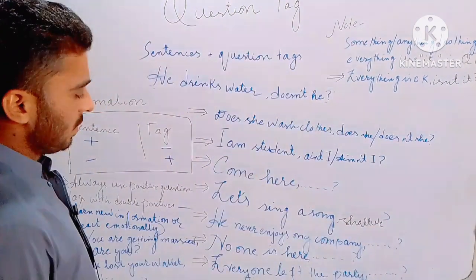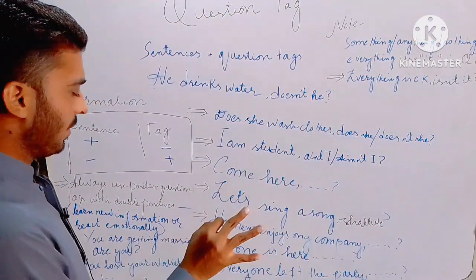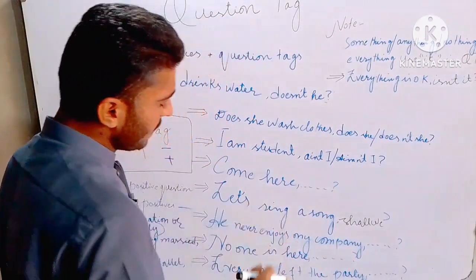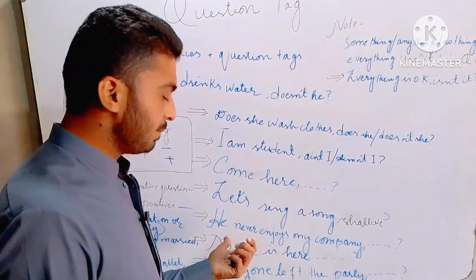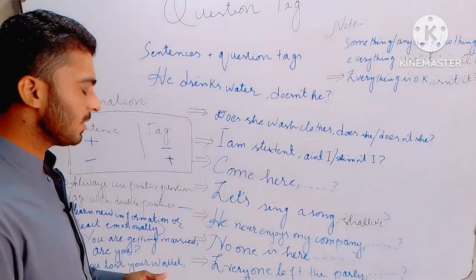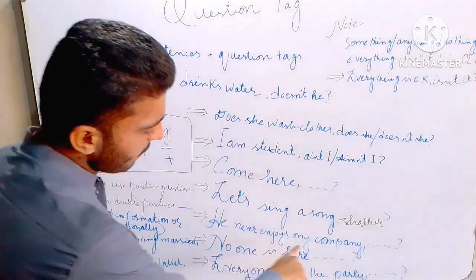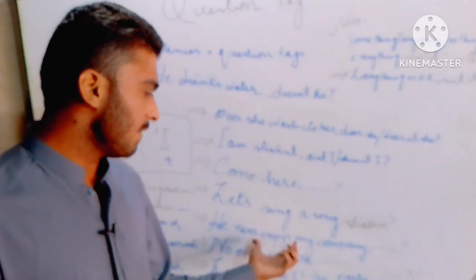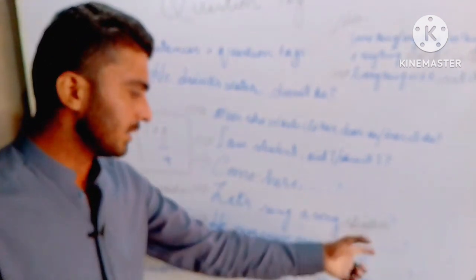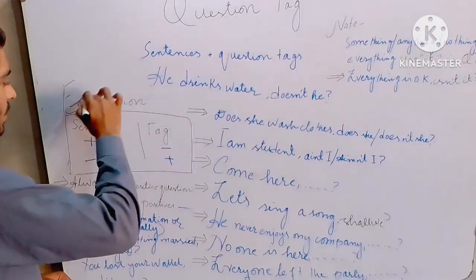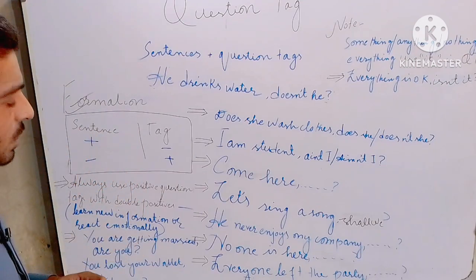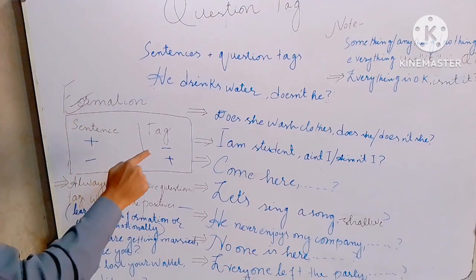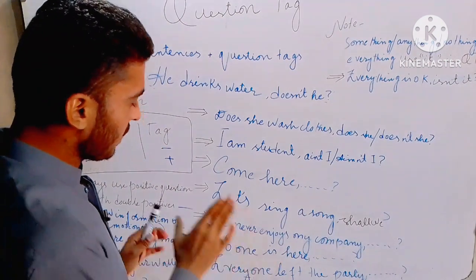After that, we have to see our next sentence. This is going to be different. He never enjoys my company. Here you can see that the sentence is positive in structure. If I ask you which type of tag we should use here, you will probably say he never enjoys my company, doesn't he? Because the sentence is positive, and I taught you earlier that in the formation of question tags, if the sentence is positive you use the negative tag, and if the sentence is negative you use the positive. But this is all incorrect here.